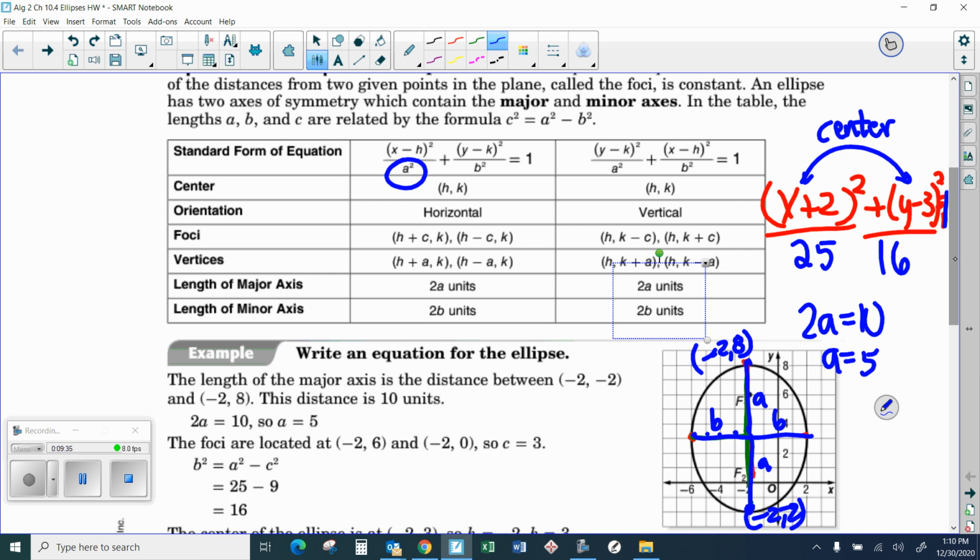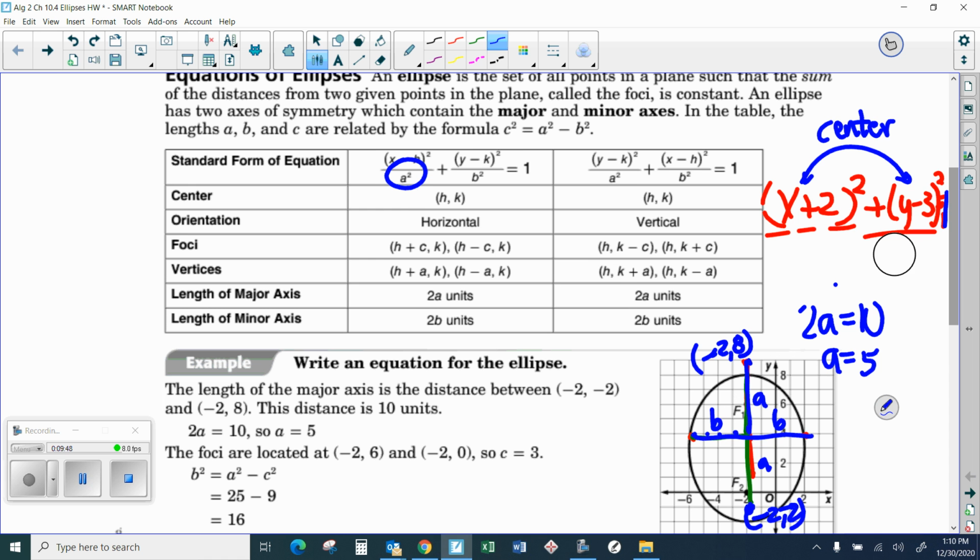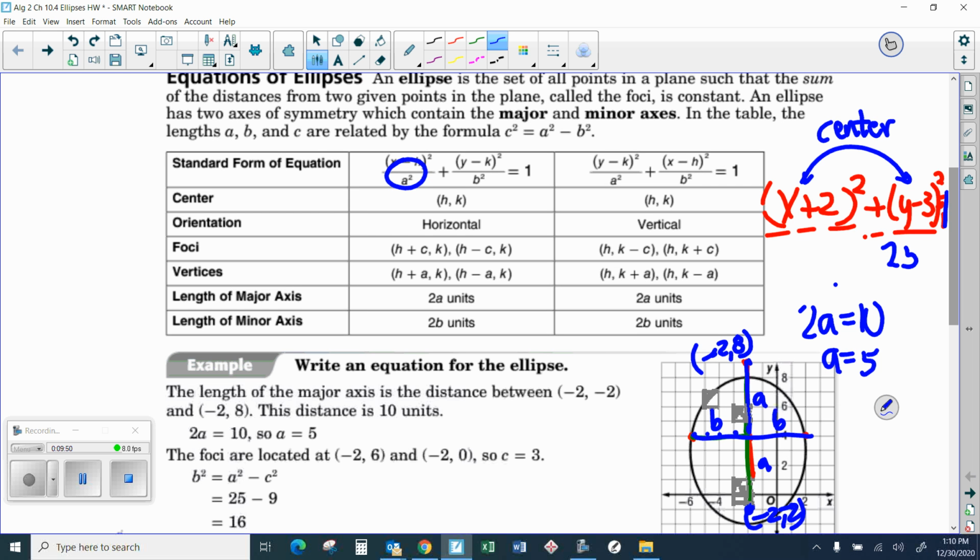Hold on here. I wrote this wrong. Notice a is going in the y direction, right? Up and down. So 25 is actually right here underneath the y. And 16 is underneath the x. 16 is the left and right direction. Okay, so this is your answer right here.